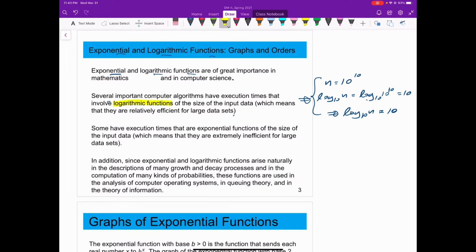Let's move to the next case where we discuss the computational time is an exponential function. Some have execution time that are exponential functions of the size of the input data, which means that they are extremely inefficient for large data sets. In the previous case, they are relatively efficient.